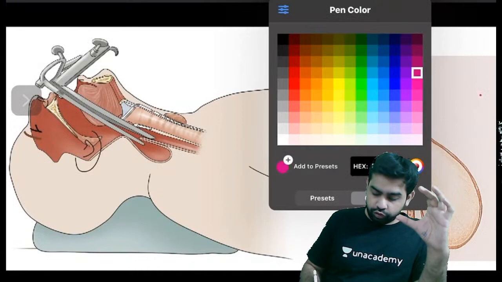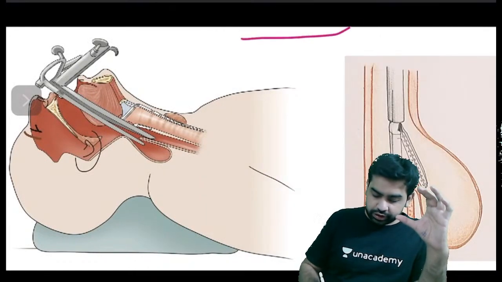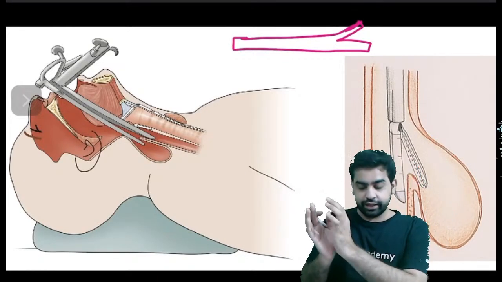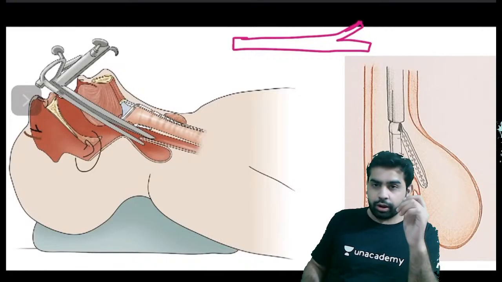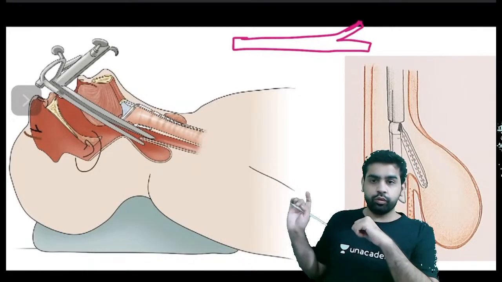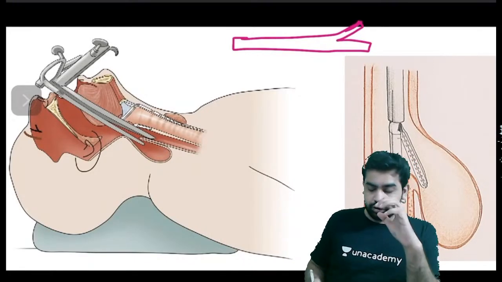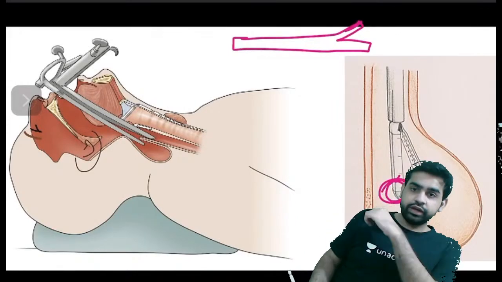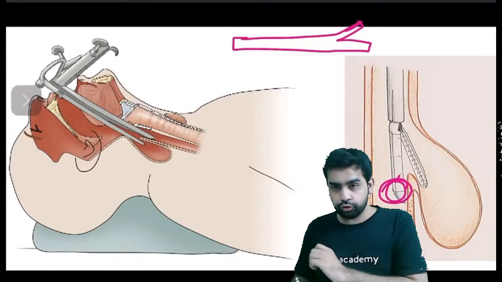You have an endoscopic stapler, and this endoscopic stapler is having two ends. The end is basically divided like this. So as you can see over here, what is going to happen? One of these particular ends is going to go into the lumen, and the other end is going to go into the diverticulum.